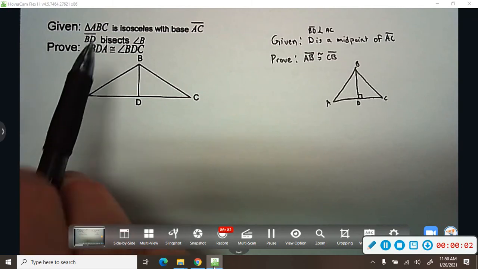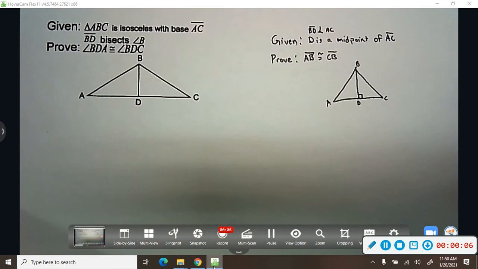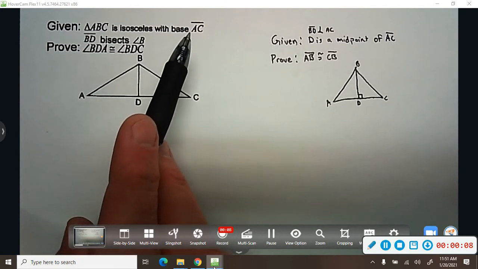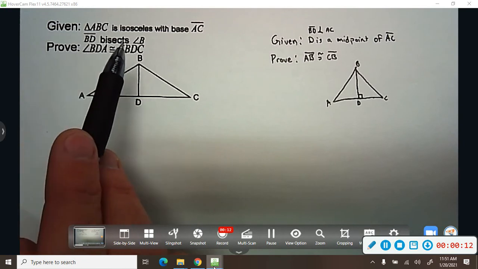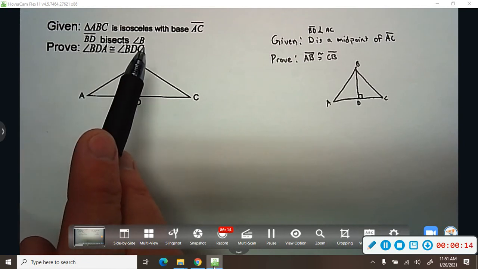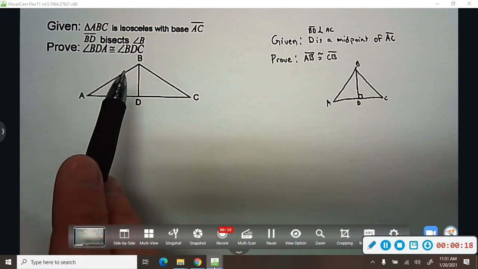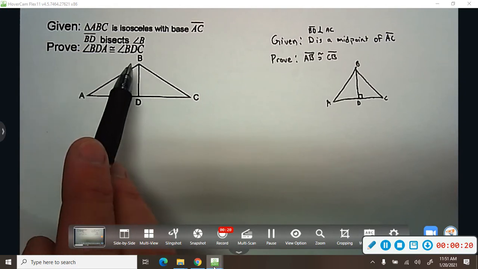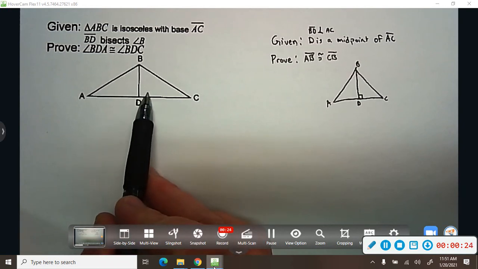So we're given some information. We're given that triangle ABC is isosceles. We're given that the base is AC. We're given that BD, the line segment, bisects the angle B. And they want us to prove that angle BDA is congruent to BDC. So they want me to prove that this angle equals this angle.